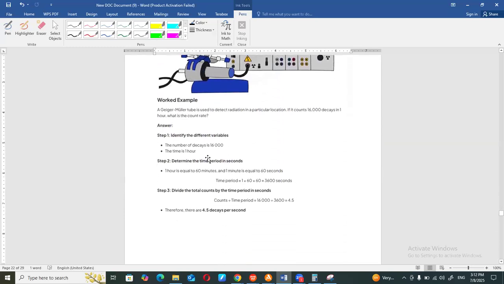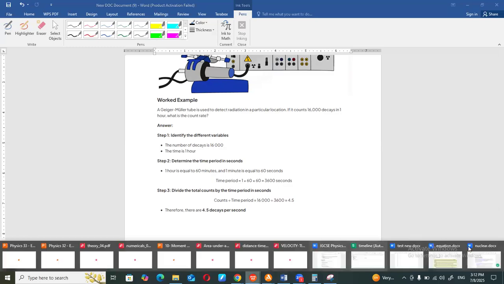If you check this out, the example is being done for you. The number of decays is 16,000. The time is 1 hour. So in 1 hour, 16,000 decays. If you just divide it by 3,600, you will find 4.5 decays per second. So it will provide you the number of decays per second, right? So it is 4.5 decays per second.